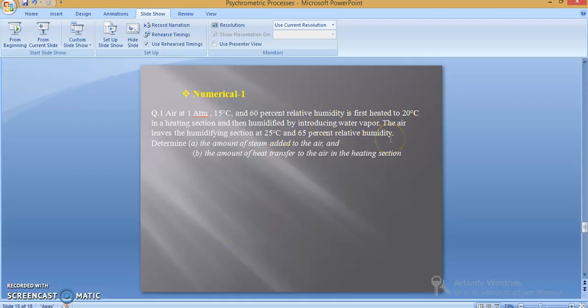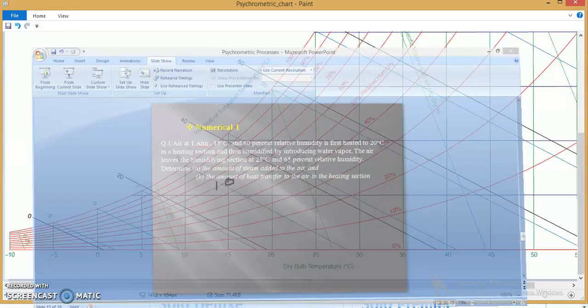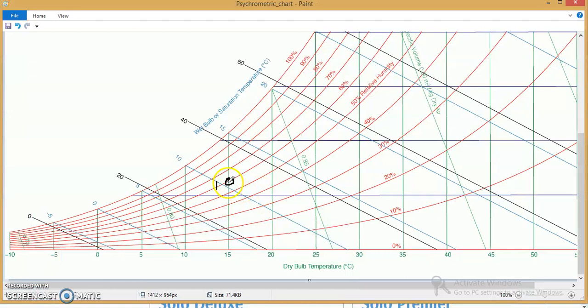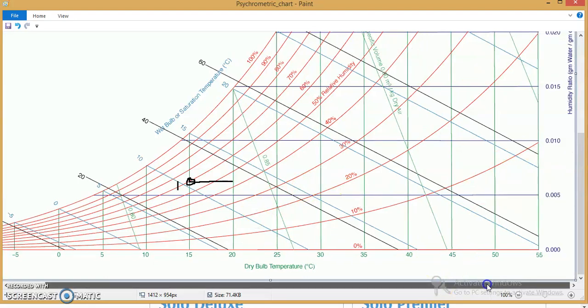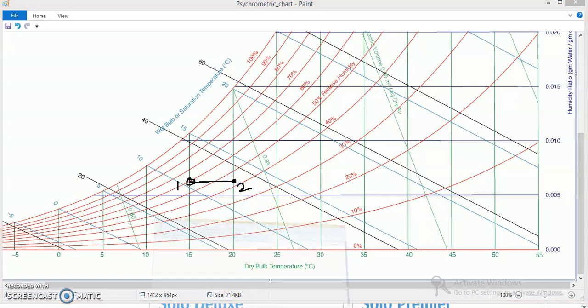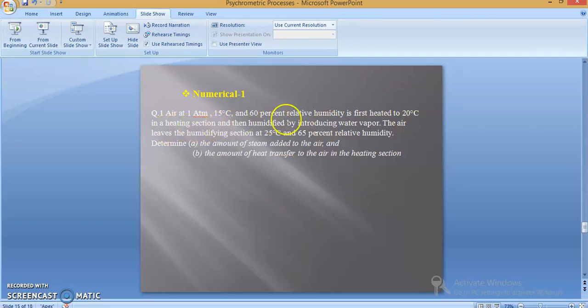it is heated to 20 degrees Celsius in the heating section. So it is only heated to 20. This is the case of sensible heating. As we learned in the previous lecture, sensible heating results in an increase in dry bulb temperature, but its specific humidity omega remains constant. So I moved point 1 to 20 degrees Celsius dry bulb temperature, which is point 2 here. This air is then humidified by introducing water vapor or steam, and this results in humidification of air.